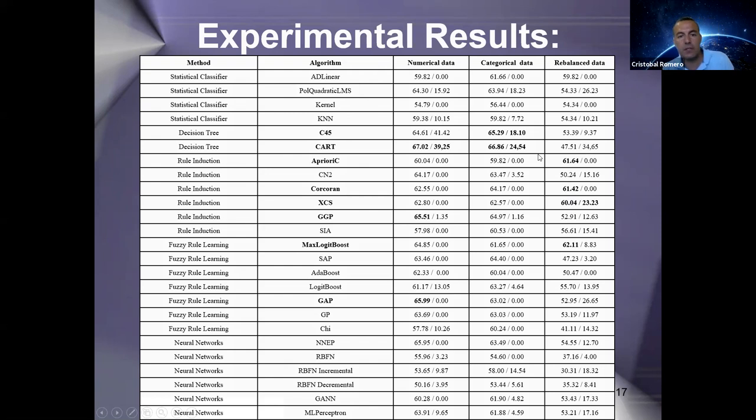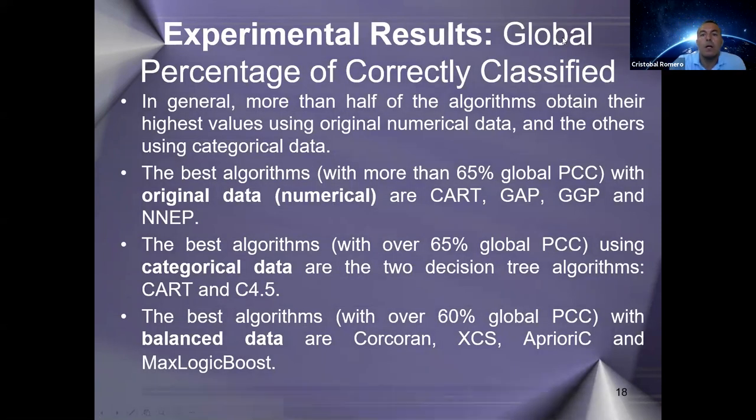A summarization of the result is also in this table. About the global percentage of correctly classified, more than half of the algorithms obtain higher values with the original numerical data. In classification, the original numerical data are the best, okay? Half the algorithms do better with numerical and the other half with categorical. But normally with numerical data we obtain better results. The best algorithms with numerical data are CAR, GAP, GGP, and NNAP.